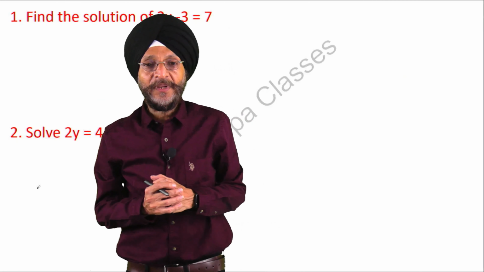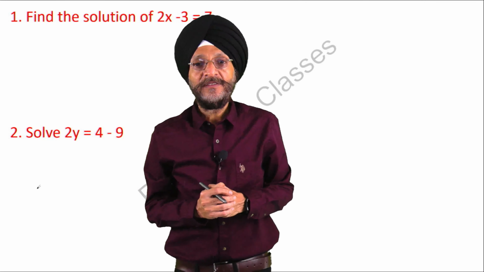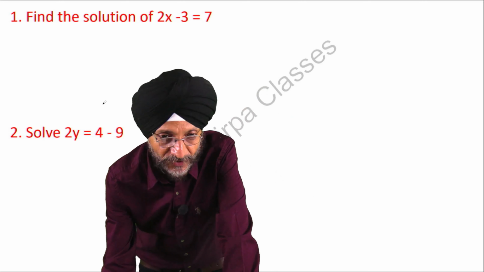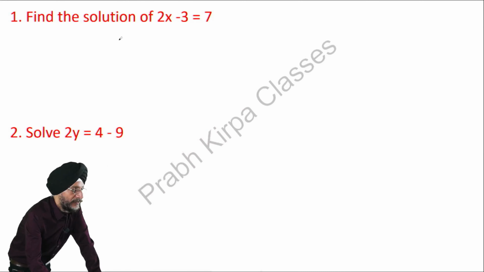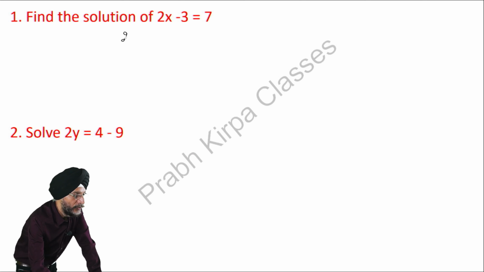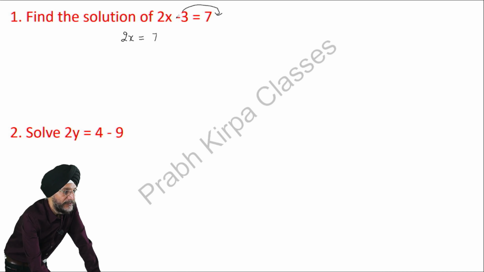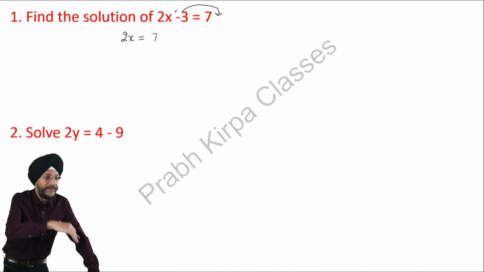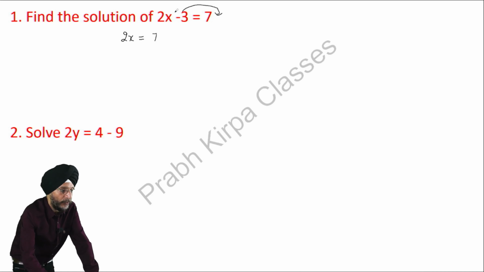Now our topic is linear equations in one variable. So now the first question before us is find the solution of 2x minus 3 is equal to 7. So now we will write 2x is equal to 7, we will take this to the other side, as you know that if the entry is negative and it goes to the other side it becomes positive.